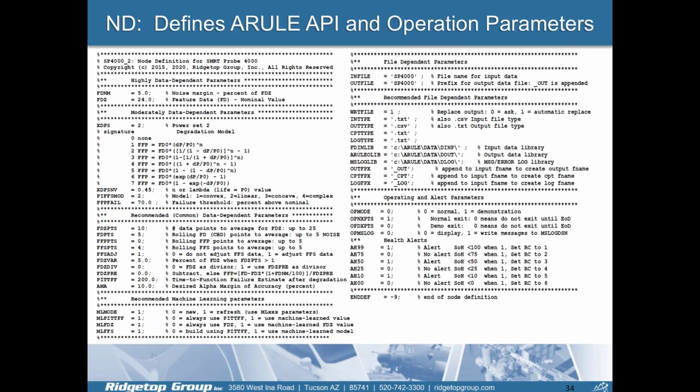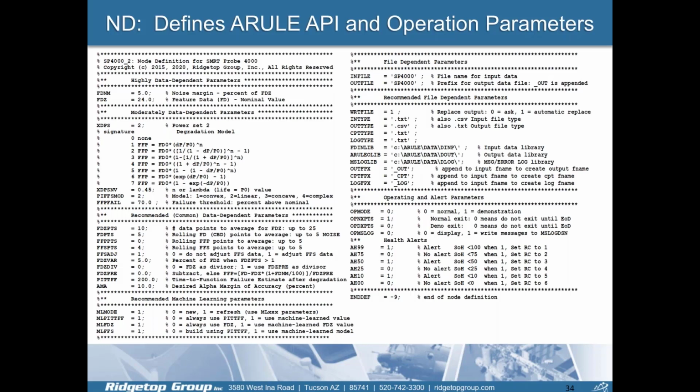Do you want us to write, or do you want us to ask before overwriting a file? What type is your input file? Is it a .txt file, or is it a comma separated variable file? We allow you to pick and choose the prefixes and suffixes that we look for.